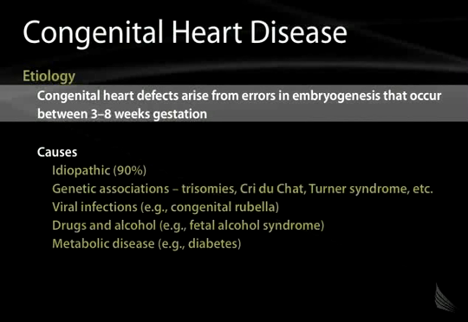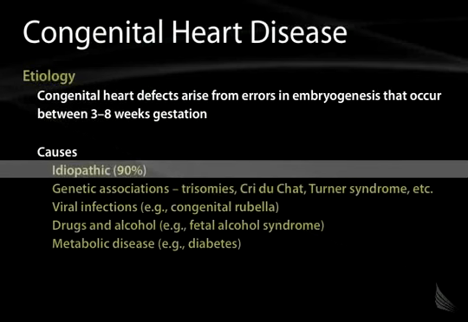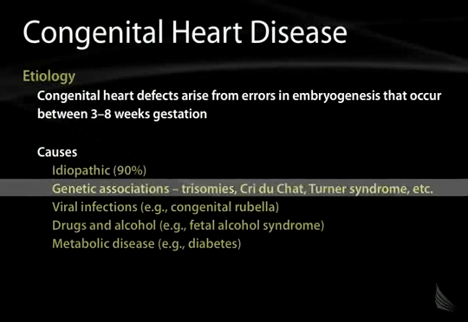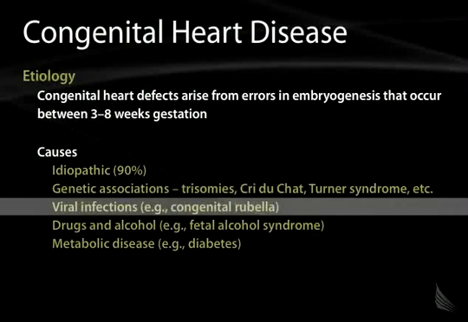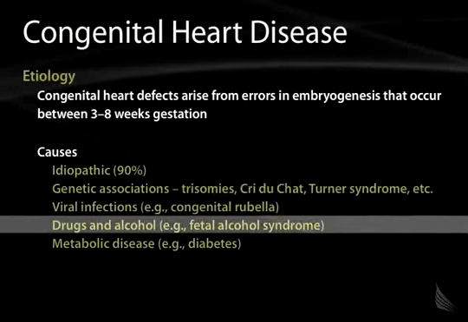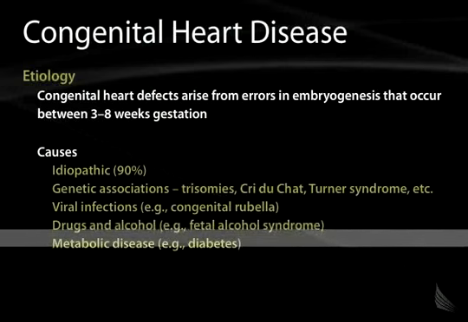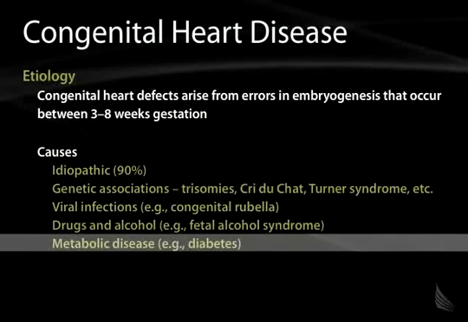Congenital heart defects arise from errors in embryogenesis that occur between 3 to 8 weeks of gestation. Causes include idiopathic most often, about 90% of the time. It can also be associated with genetic abnormalities, such as those seen in various trisomies, Cri-du-chat, Turner syndrome, etc. Viral infections, congenital rubella infection, drugs and alcohol, such as that seen in fetal alcohol syndrome, and metabolic disease, such as diabetes, can lead to increased risk of congenital heart defects.